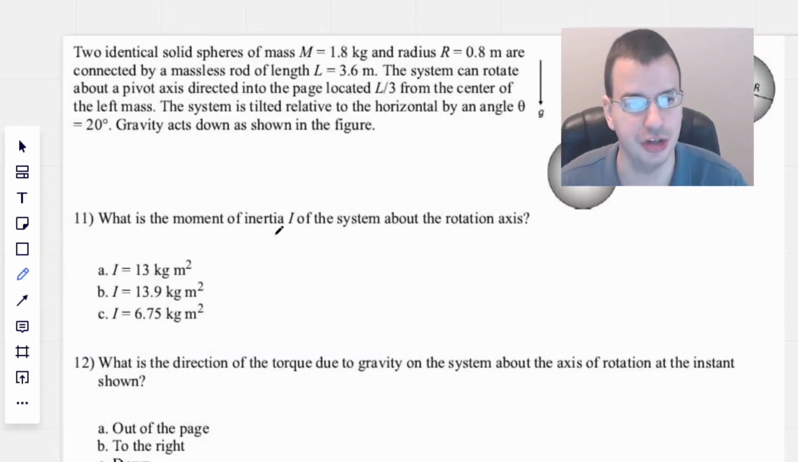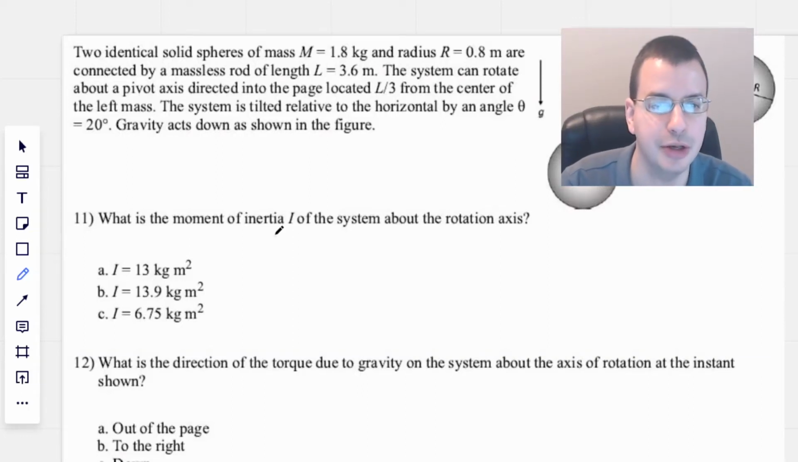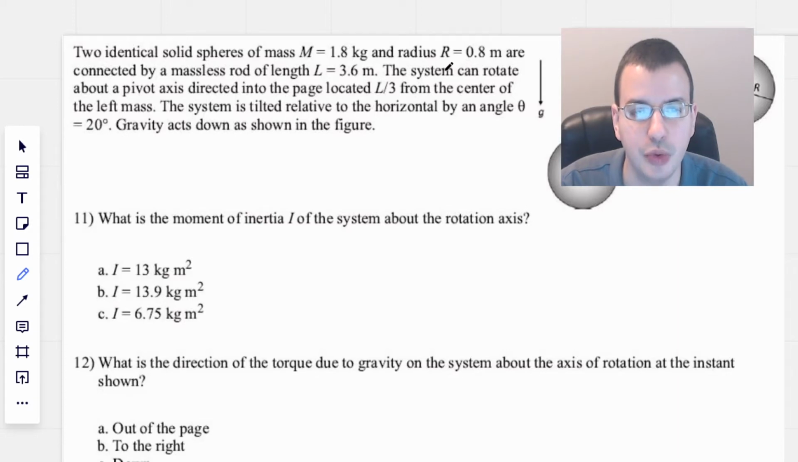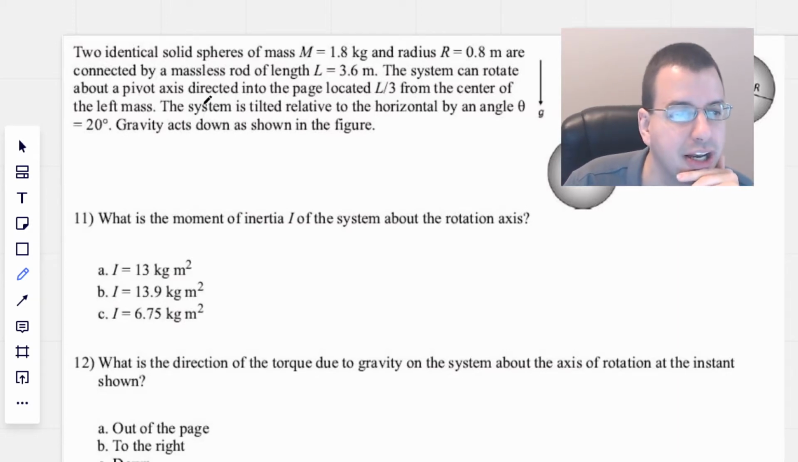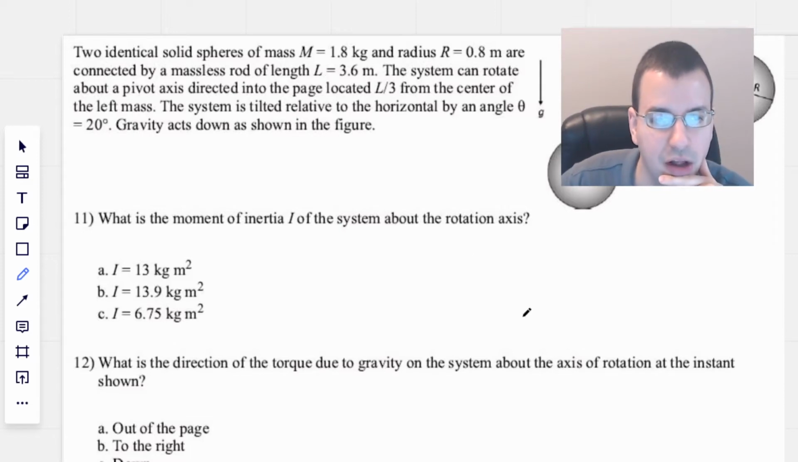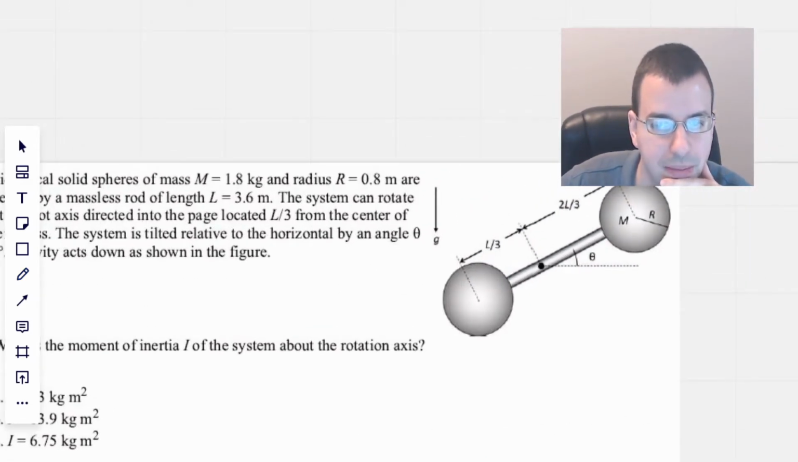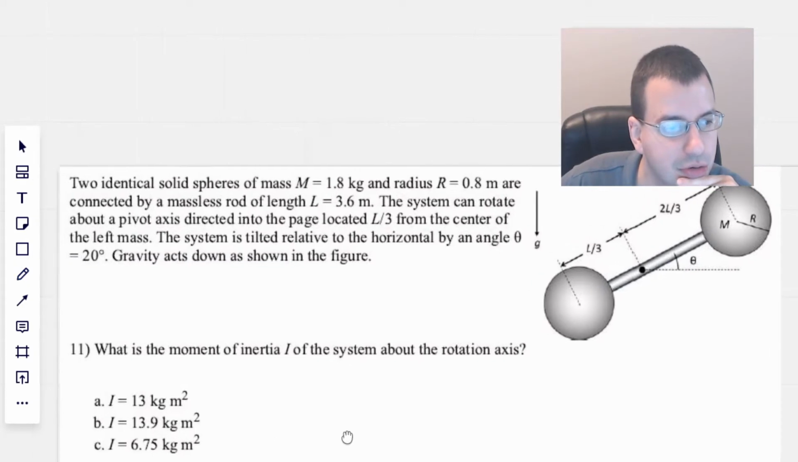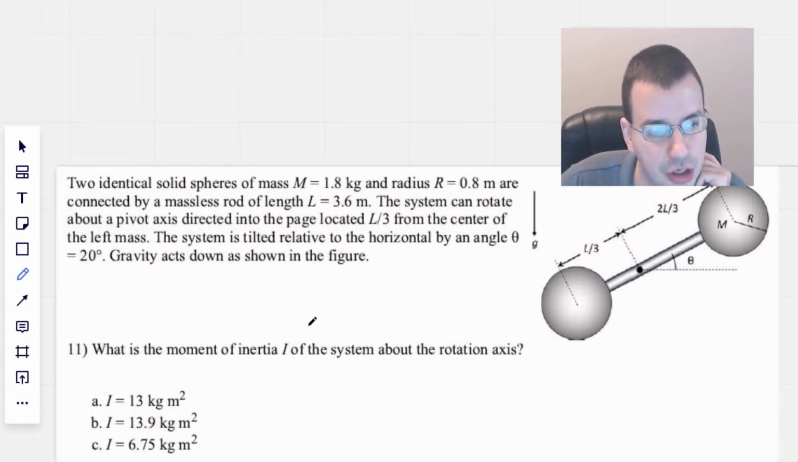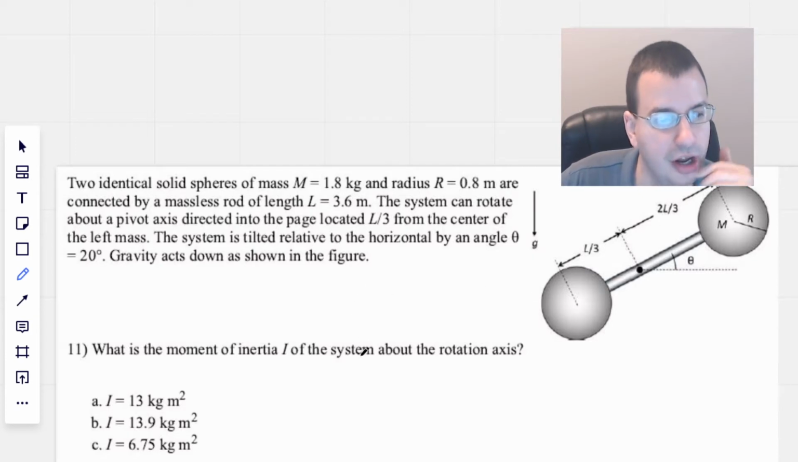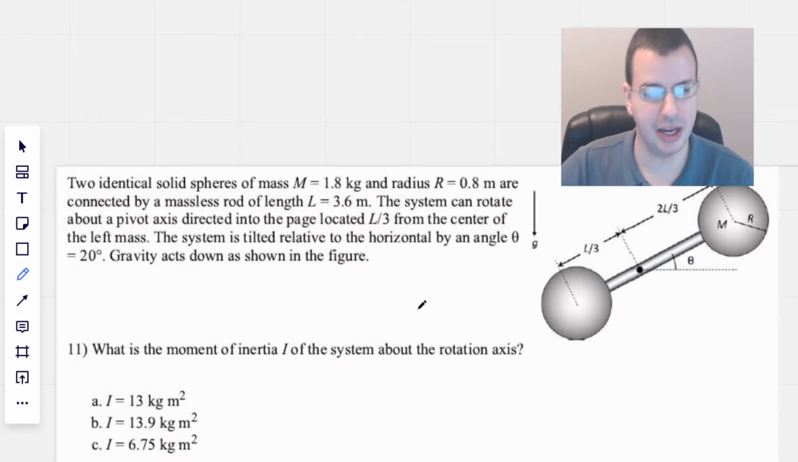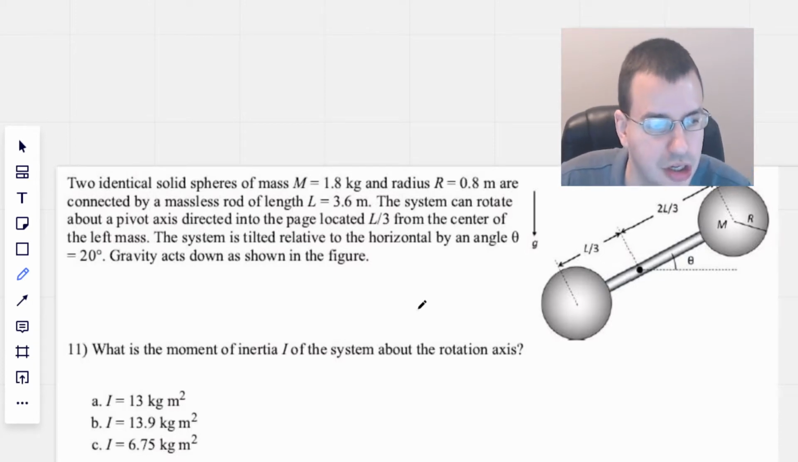Two identical solid spheres of mass m equals 1.8 kilograms and radius r equals 0.8 meters are connected by a massless rod of length L, which is 3.6 meters. The system can rotate about a pivot axis directed into the page located at L over 3 from the center of the left mass. The system is tilted relative to the horizontal by an angle theta, which is 20 degrees. Gravity acts down as shown in the figure.